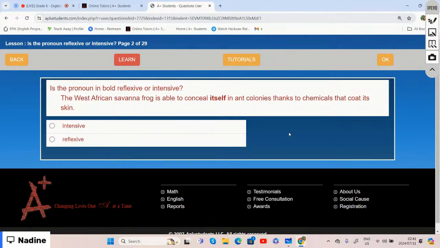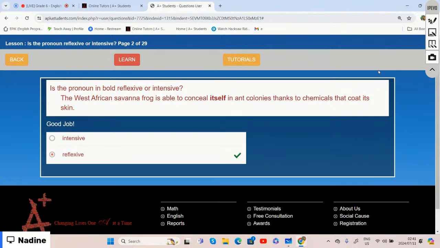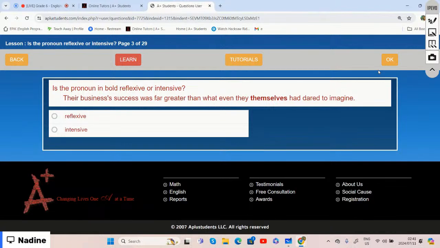All right. So itself refers back to the African savanna frog, so we can say that is a reflexive pronoun. Yes, because the savanna frog, we can say it is it, right? Because it refers back to the African savanna frog.